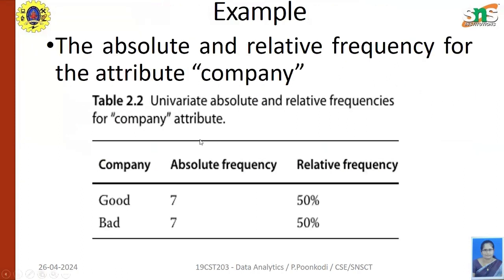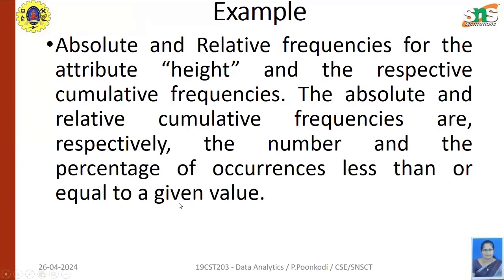And this is an example of the univariate frequency: absolute and relative frequency for the attribute company. The absolute frequency is considered as 7. The company is either a good company or a bad company. The relative frequency is represented as a percentage, and the absolute frequency is represented in numbers.